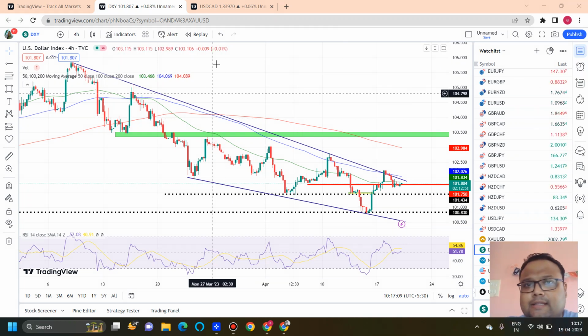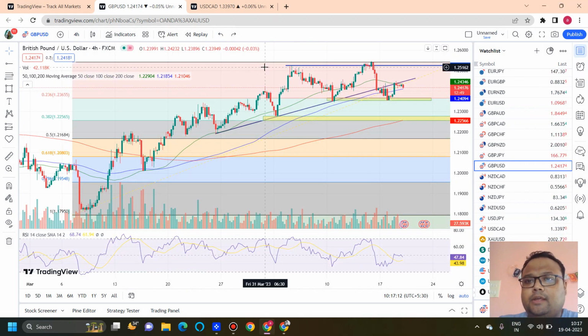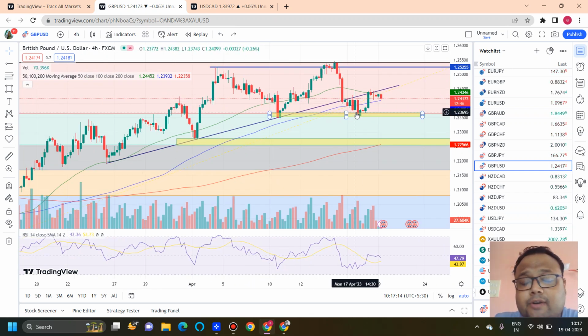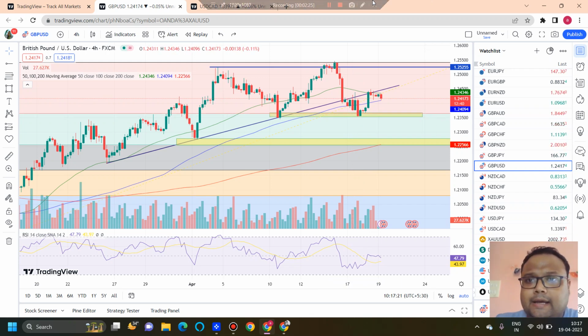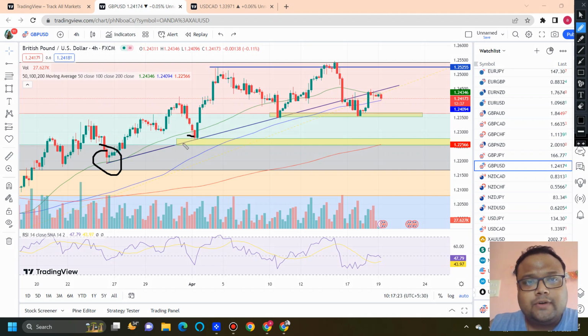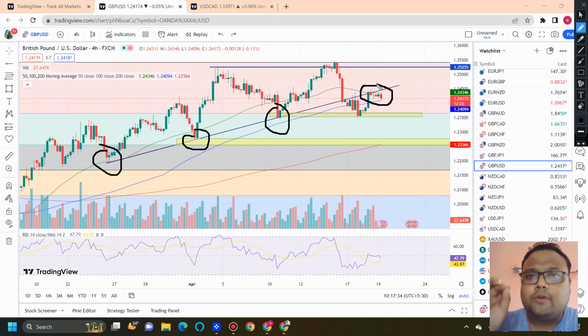Okay, now let's have a look at the chart of GBPUSD. After taking support around the 1.2350 level, we saw a nice bounce, and the previous trend line, which was acting as dynamic support, is right now acting as dynamic resistance. We can see that GBPUSD is struggling in this particular portion of the chart. So at this level, I will not recommend any trade. You need to wait and watch where GBPUSD moves.